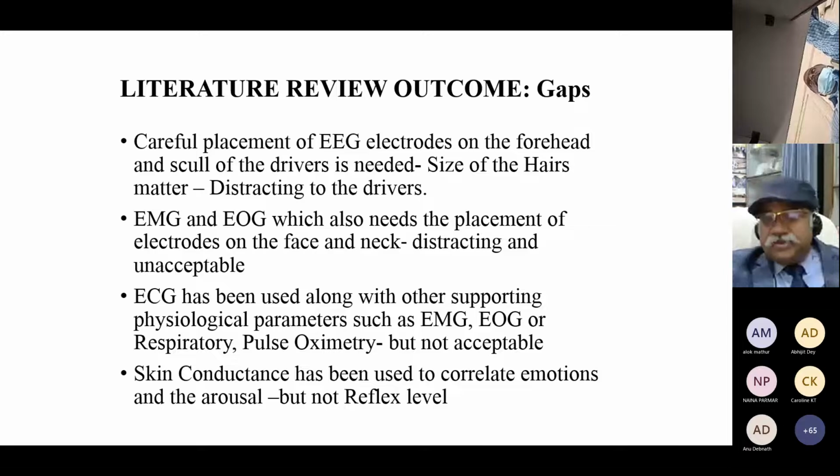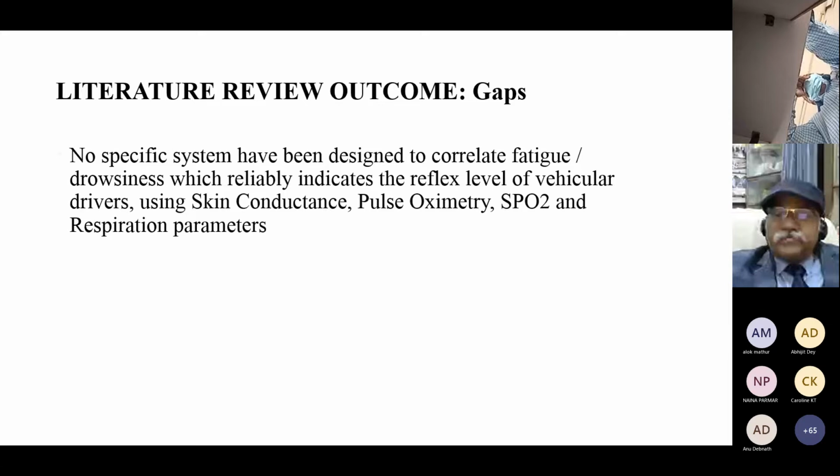On the cheek some sensor is placed and he is supposed to drive. ECG has been used along with other supporting physiological parameters such as EMG, EOG, respiratory or pulse oximetry, but it is not acceptable. This is also giving rise to some distractions. Skin conductance has been used to correlate emotions or arousal only, but not the reflex level, as I said. So no specific system has been designed to correlate fatigue and drowsiness, which reliably indicates the reflex level of vehicular drivers, using skin conductance or pulse oximetry, SpO2 and respiration.